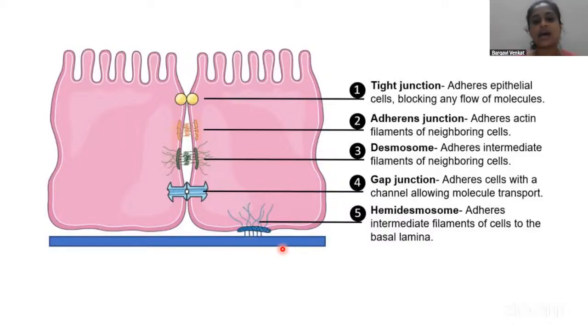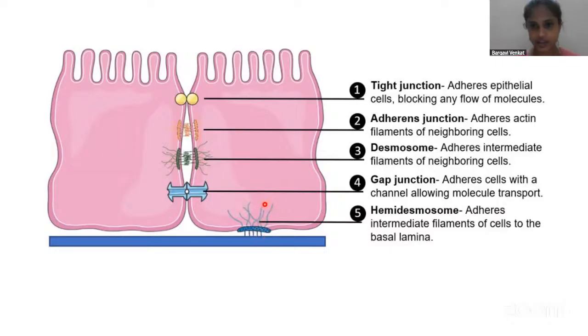This basal lamina is just a separation between your epithelium and the underlying connective tissue. You're going to have connective tissue here, so your basal lamina basically separates these two. Your basal lamina itself has two parts, the lamina lucida and lamina densa. Let's not dig deeper into it, but I'm just talking about the hemidesmosome. The connection of your epithelial cells to this basal lamina is your hemidesmosomes.